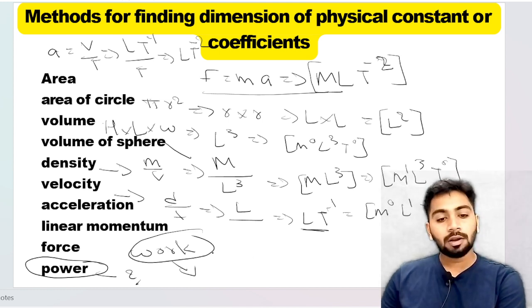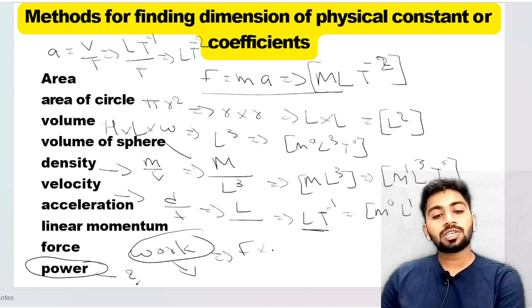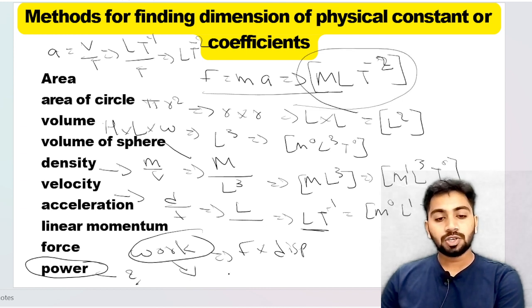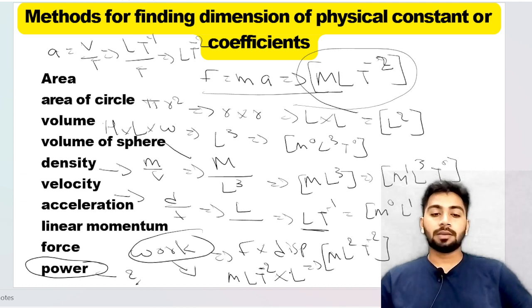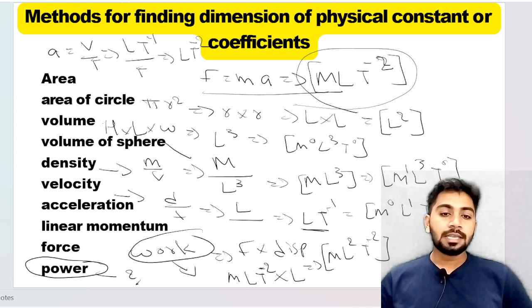Work is equal to what? Work is equal to force into displacement. Force you got here: M L T to the power of minus 2. Displacement is measured in length only. Then your total outcome is M L square T to the power of minus 2. Very easy. This is only the dimension.